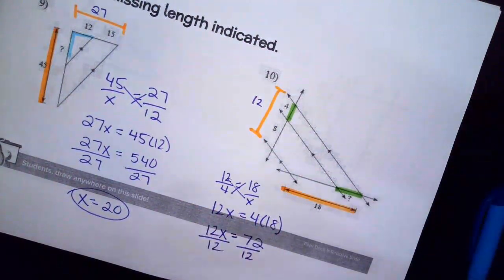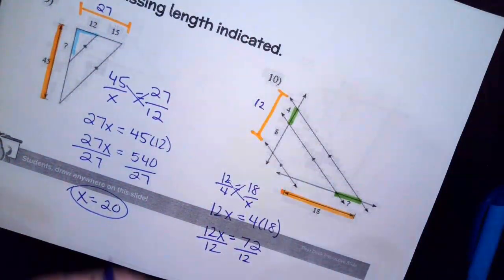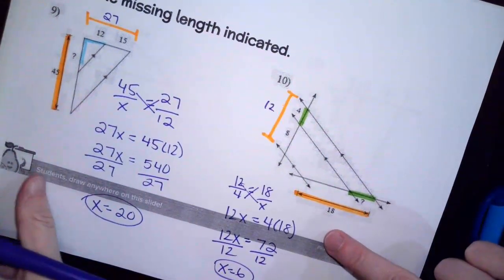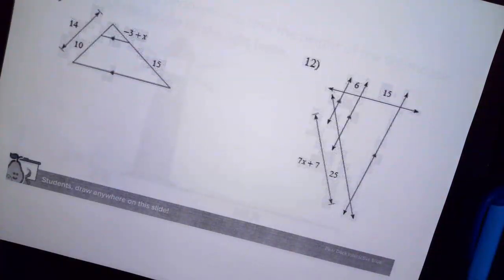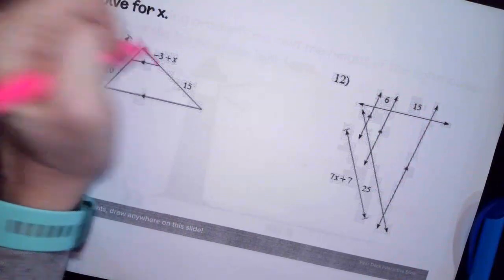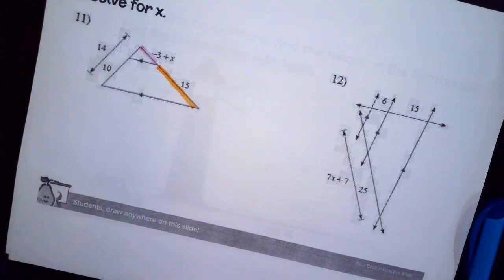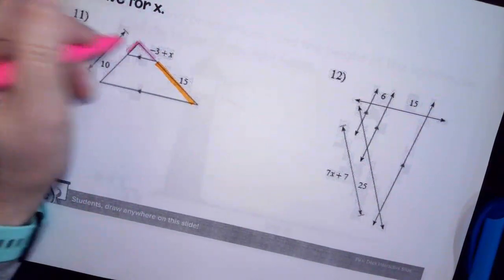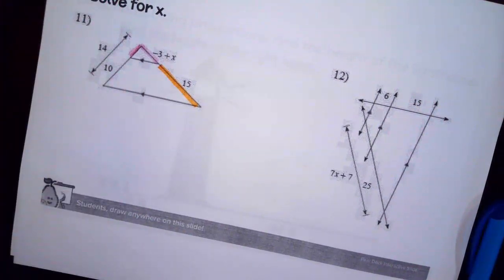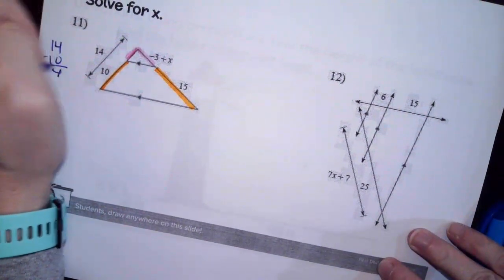Divide by 12. I end up with 6. Alright, let's see here. This one, since I have a top piece there and a bottom piece there, I think it would be easy enough to figure out the top piece there with just subtracting. And then the bottom piece. 14 minus 10 is going to give us 4, so I'll put 4 here.